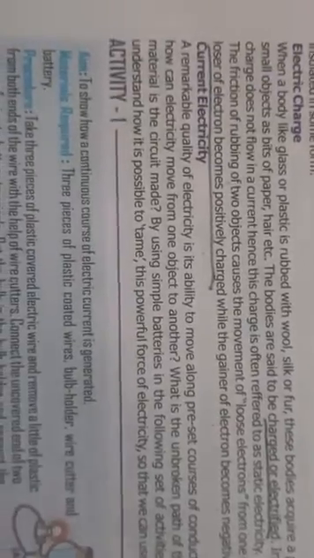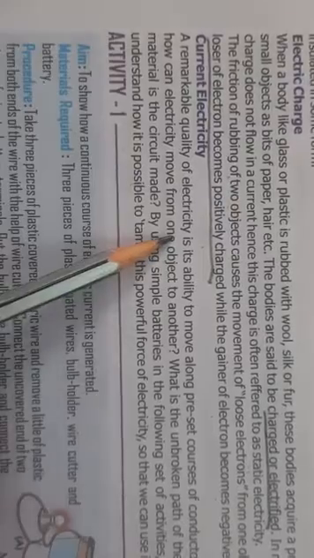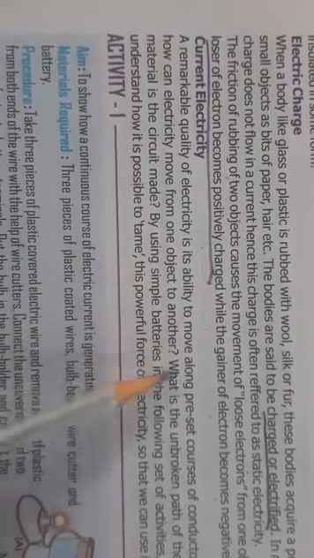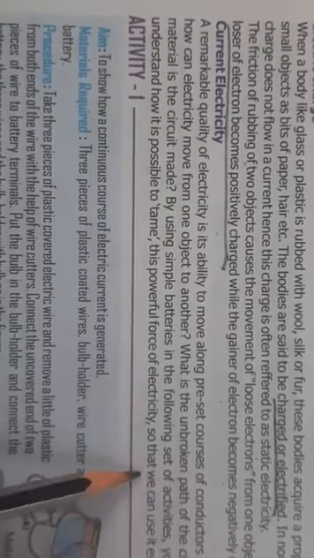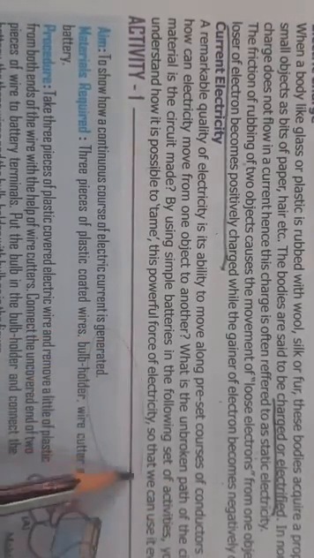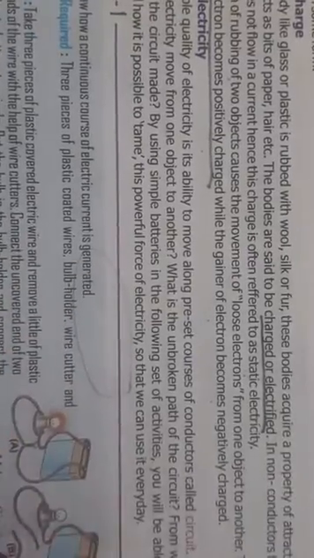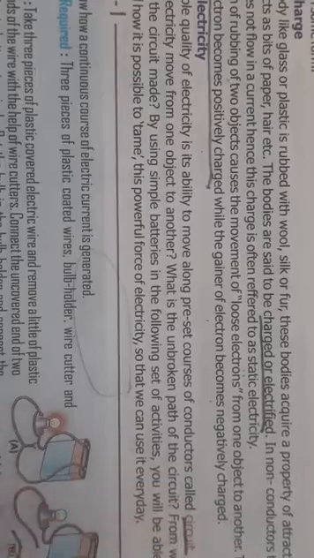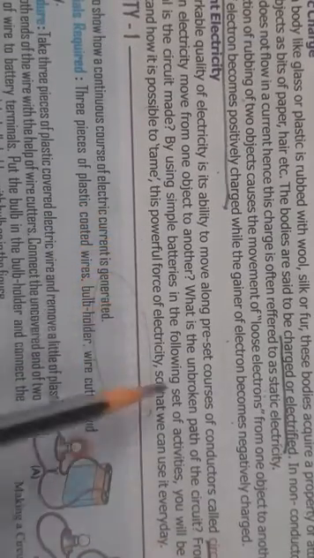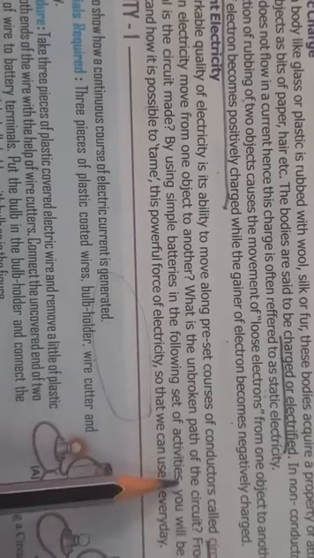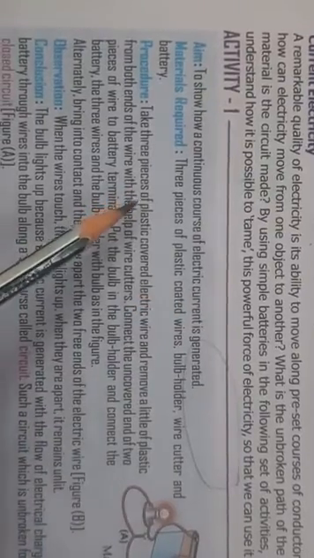Okay, now the current electricity. Now the quality of electricity is its ability to move along a course of conductors. Okay, that means it moves along a particular path. Electricity always moves in a particular path, and this particular path is called a circuit. Now how does electricity move from one object to another? Now what is the unbroken path of the circuit? This all we will see here, okay, through this activity.